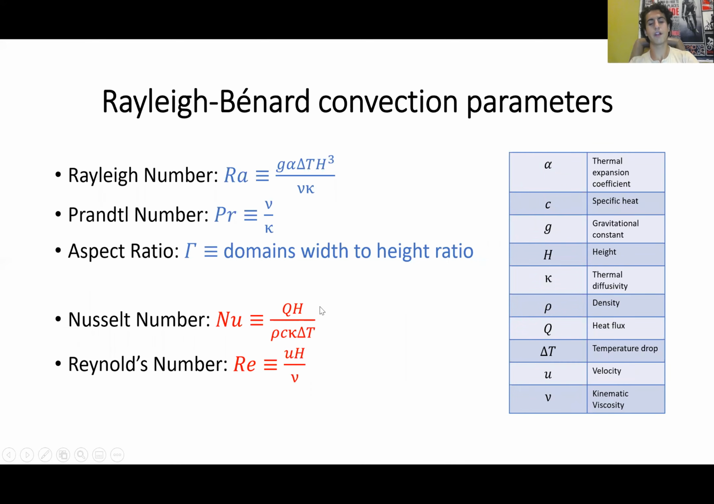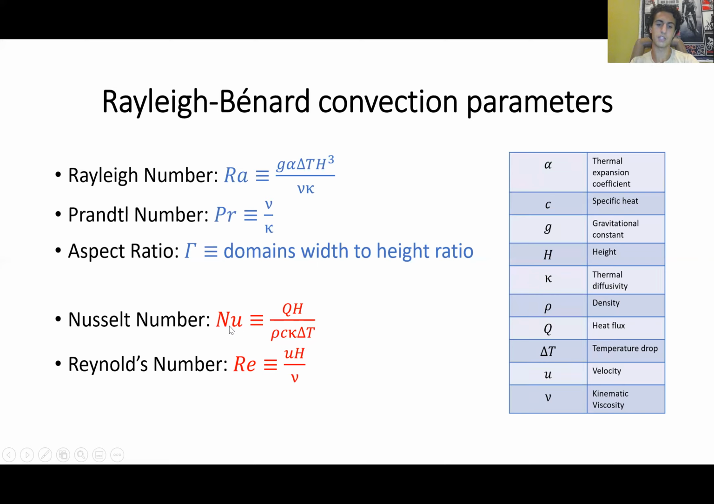So in Rayleigh-Bénard convection, or at least in our model, there are 5 parameters to consider. The 3 in blue are the ones that we can control in our problem. This includes the Rayleigh number, the Prandtl number, and the aspect ratio. The Rayleigh number can be thought of as a measurement of how chaotic or turbulent the flow is. A larger Rayleigh number is associated with larger turbulence or a larger amount of chaos, you can call it. The Prandtl number is simply the ratio of kinematic viscosity to thermal diffusivity, and the aspect ratio is simply the domain's width to height ratio.